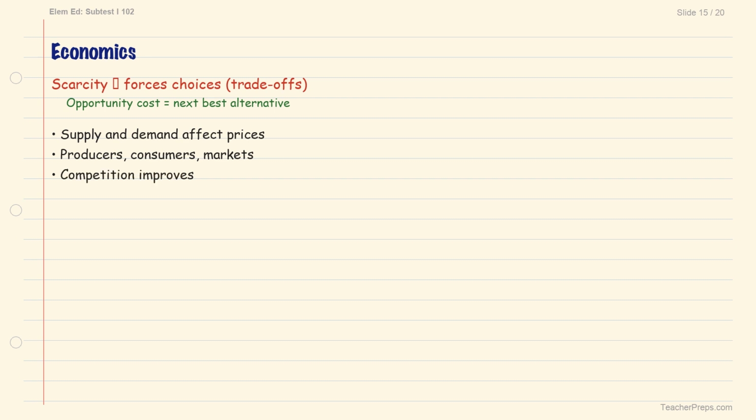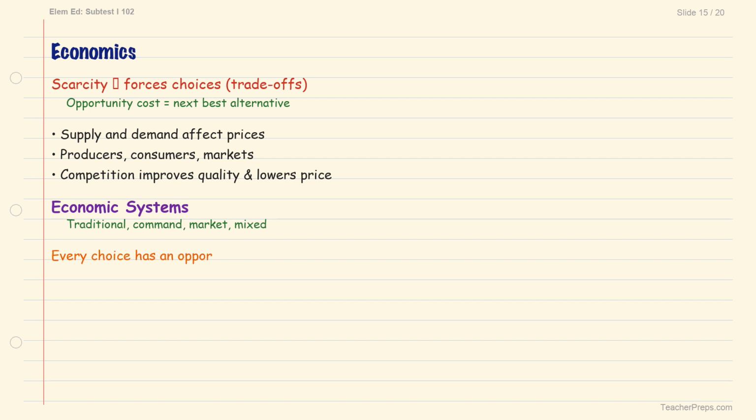Know 4 economic systems: traditional, based on customs; command, where government controls production; market, driven by supply and demand; and mixed, combining market and command elements. If you see a question about economic decisions, remember every choice has an opportunity cost.